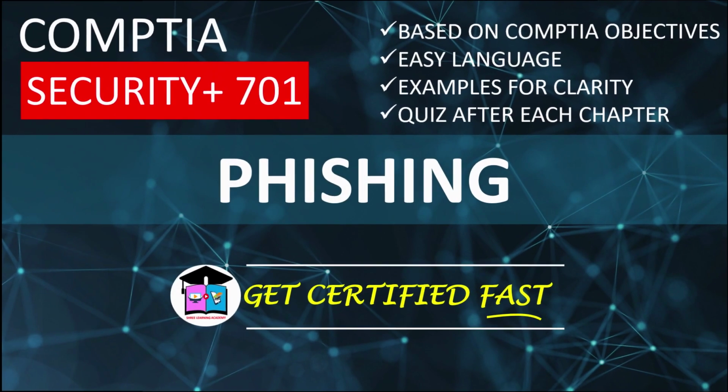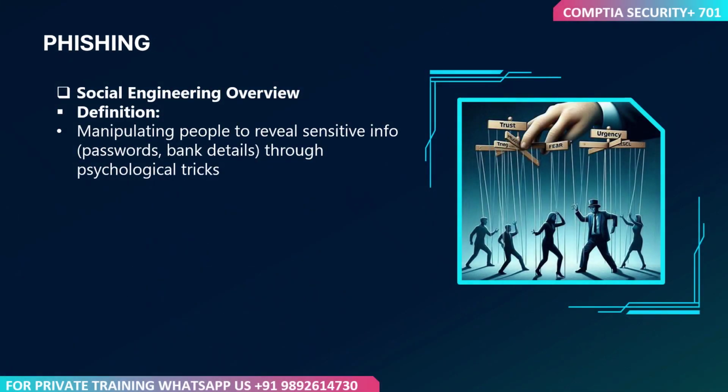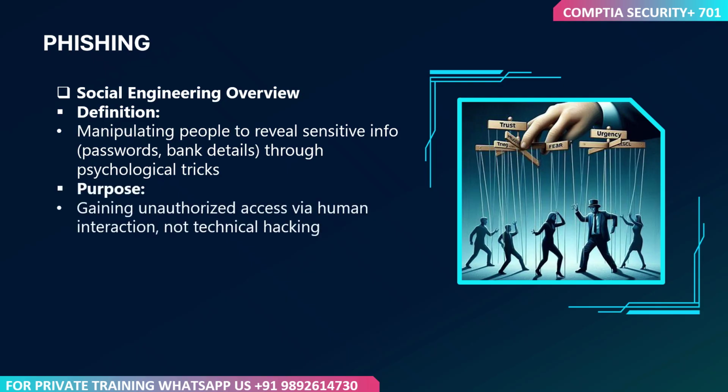Now let's dive in. Social engineering is a method used by cyber criminals to trick people into giving away sensitive information such as passwords, banking details, or personal data. Instead of hacking into a system using complex technical methods, social engineers manipulate human psychology to gain access. Attackers use different methods to carry out social engineering attacks, and they often use urgency, fear, or trust to manipulate their victims. Now let's take a closer look at some of the most common types of social engineering attacks.